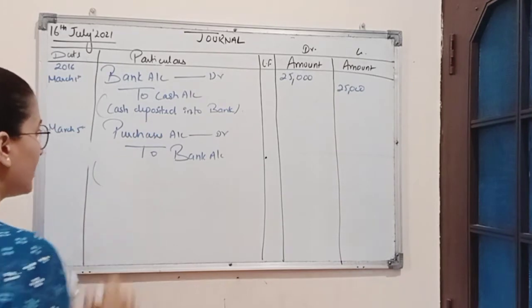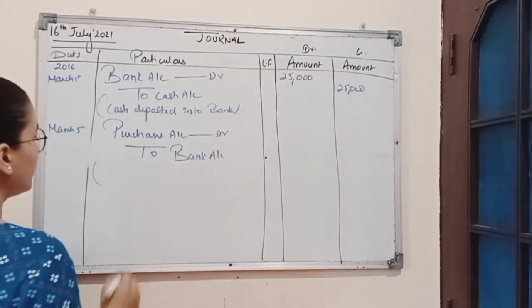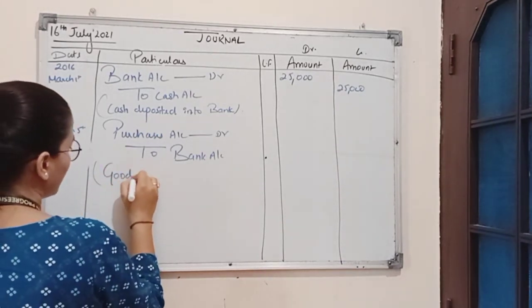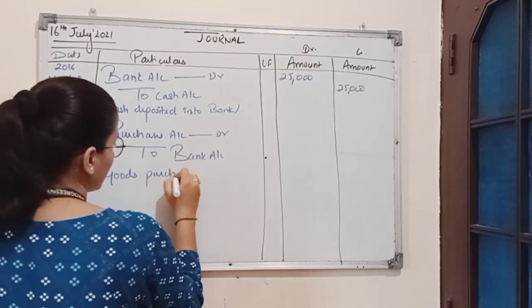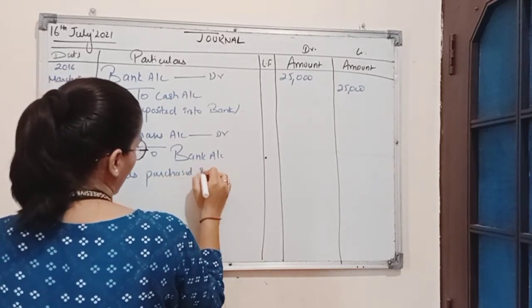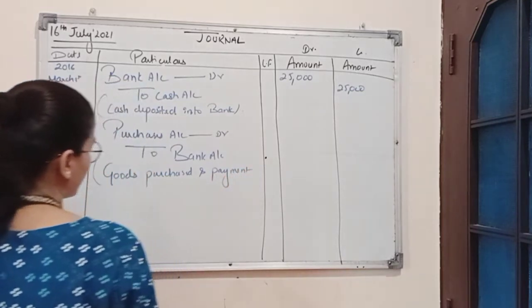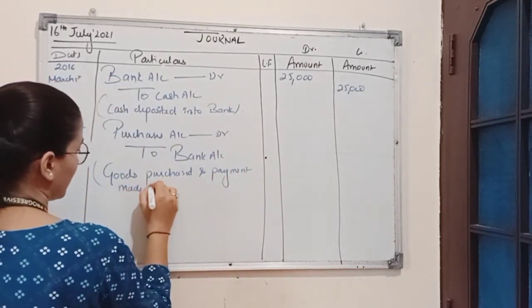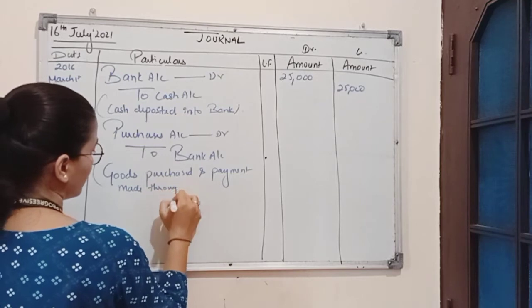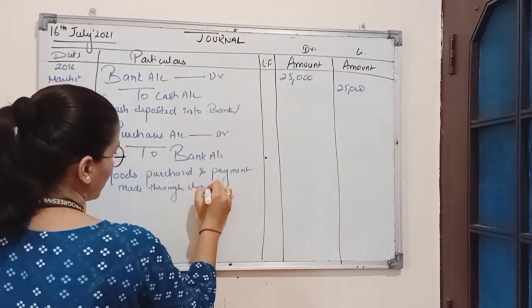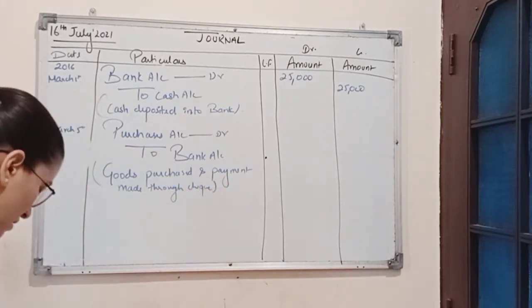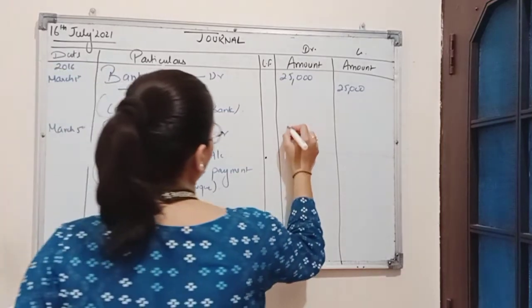Now narration for this journal entry will be goods purchased and payment made through check. Amount is rupees 10,000.